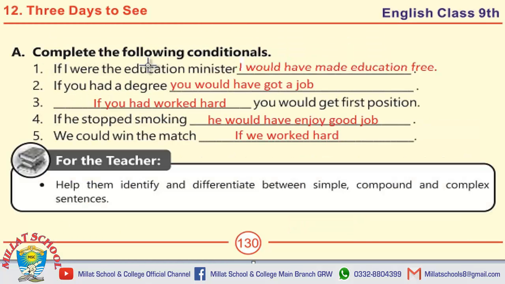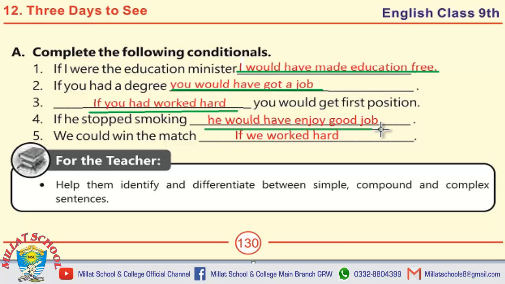Complete the following conditionals. The first one is, if I were the education minister, I would have made education free. Number 2, if you had a degree, you would have got a job. Number 3, if you had worked hard, you would get first position. If he stopped smoking, he would have enjoyed a good job. And the last sentence is, we could win the match if we worked hard.